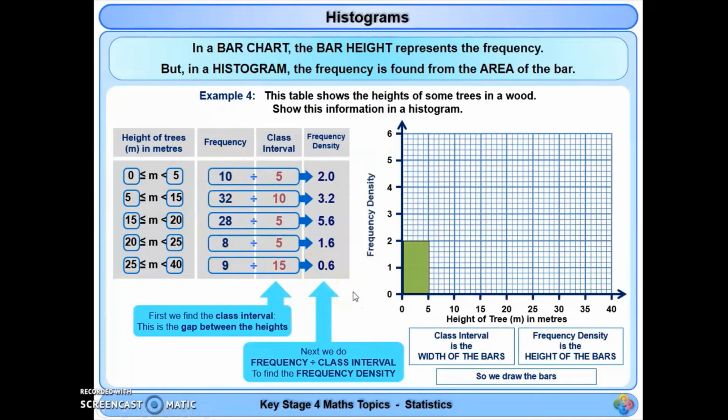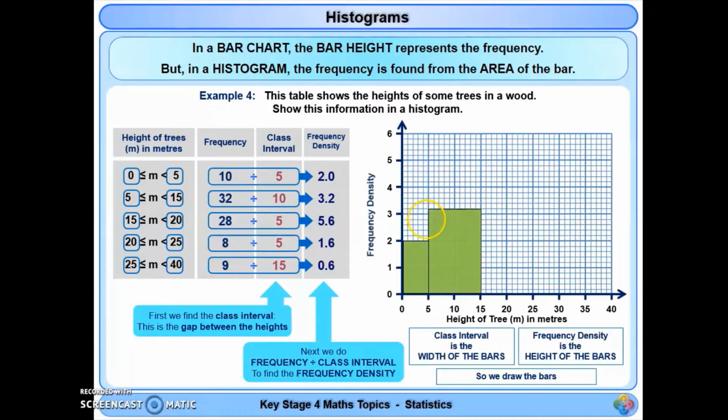If I plot my second bar, I have a class interval of 10. So I'm going from 5 to 15. This is going to be the width of my bar. And its frequency density is 3.2. It's going to be up to here in height. It's going to look like that.